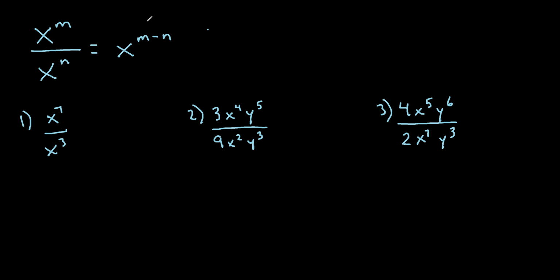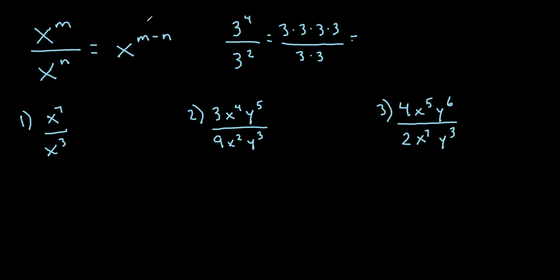Now, just to show that this is actually true, let's put some real numbers to x and work through an example. So let's say x is equal to 3. Let's say we have 3 to the 4th power, and then we divide that by 3 to the 2nd power. Well, 3 to the 4th power, we can rewrite that as 3 times 3 times 3 times 3. Divided by 3 squared, we can write that as 3 times 3.